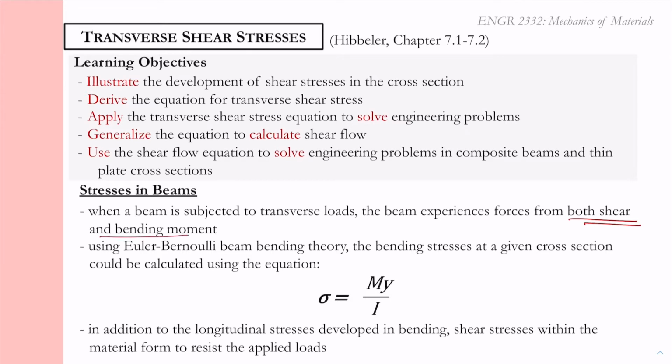So when we talk about stresses in beams, we know that beams have transverse loads. Transverse loads lead to both shear and moment, right? We draw diagrams for both of them. Then we recall from a few classes ago, we calculated bending stress. The equation was sigma equals My over I. So we know how to calculate bending stress, but how do we calculate shear stress? That's what we need to learn. Go!